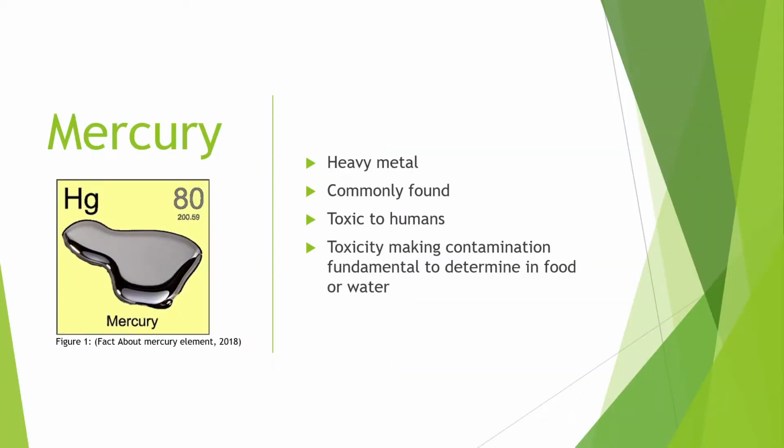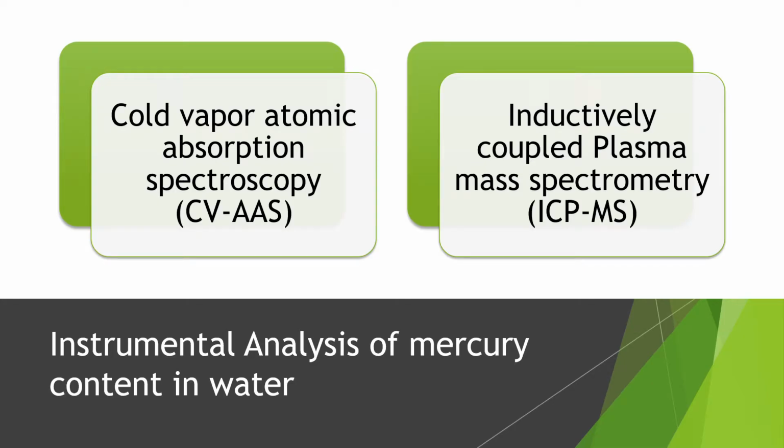Mercury is classified as a heavy metal commonly found throughout the environment in different forms. It is considered toxic to humans when exposed to contaminated food products such as fish or accidental exposure in nature. Due to the toxicity, instrumental analysis is fundamental in ensuring mercury levels in food tissues and water is safe for human consumption. In this presentation, two instrumental analysis procedures will be investigated.